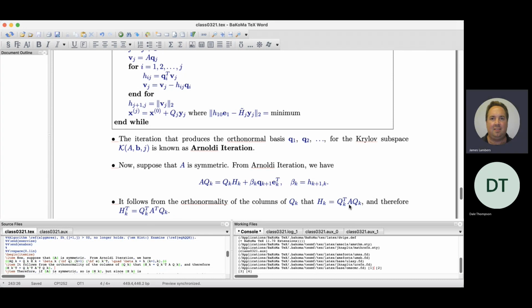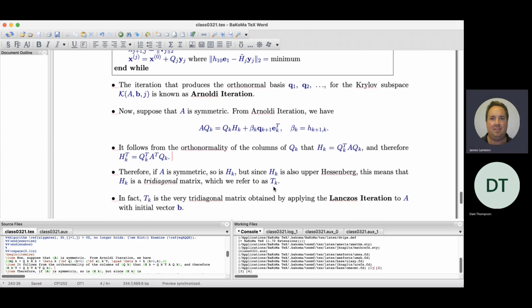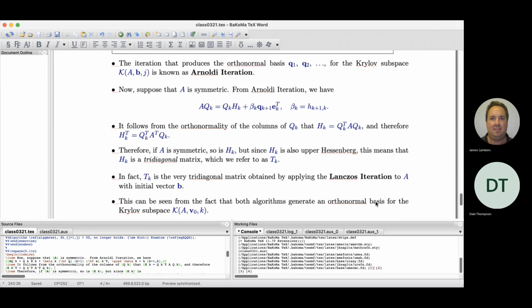But what happens in that case is if A is symmetric, so A equals A transpose, then HK has to be symmetric as well. But when a matrix is upper Hessenberg and symmetric, it ends up being a tridiagonal matrix. So I'm going to refer to that as TK going forward. And it turns out it's not just any tridiagonal matrix, it's the same tridiagonal matrix that Lanczos generates. In other words, Arnoldi iteration, when symmetric, just reduces to Lanczos iteration. Because either way, you're getting an orthonormal basis for the Krylov subspace.